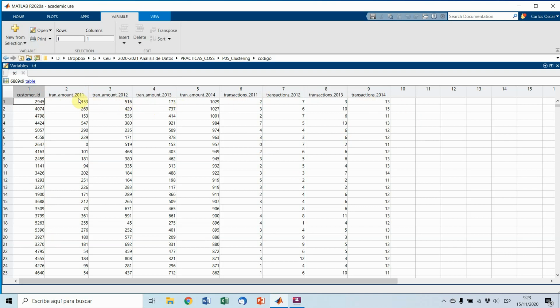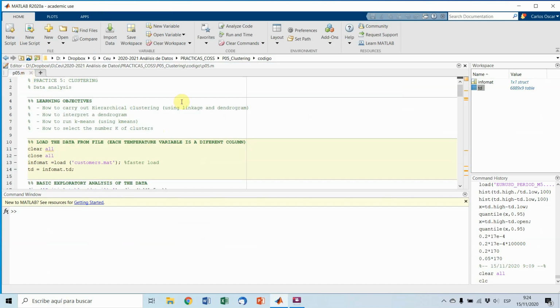And what we see, if you inspect the data carefully, is the amount of money that they have spent, and the number of transactions that they have performed during the year. We could also do the analysis per transaction, but we will do it in raw numbers, in absolute numbers per year. Okay, good.